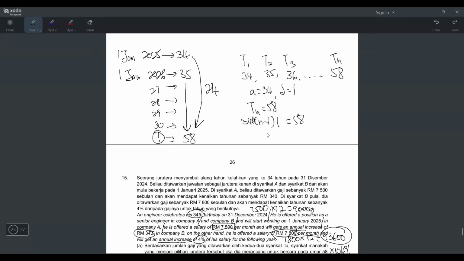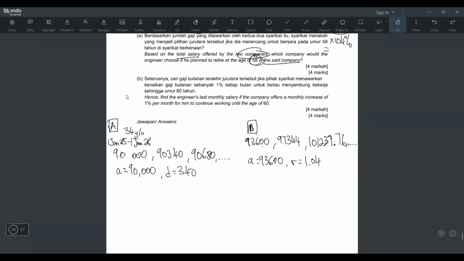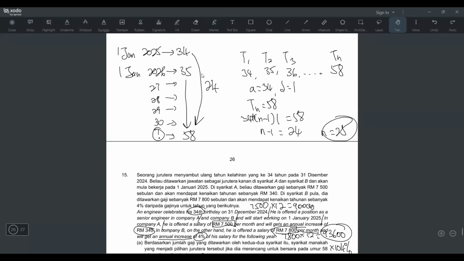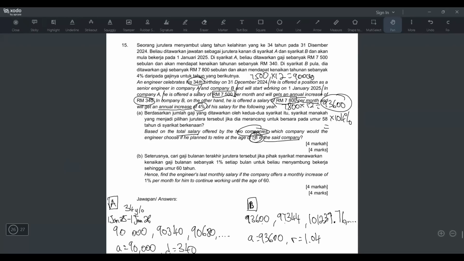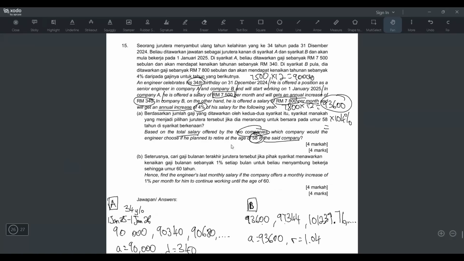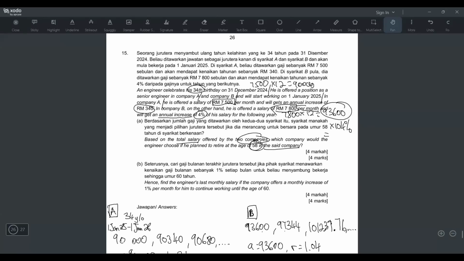So how to find the n? n minus 1 equals 58 minus 34, which is 24. And then your n, you will get 25, right? But I want to mention something, because by the time you reach the 25th term, he's already 58 years old, right? So it means he will retire exactly on 1 January. I don't know what the year is, but it's not that important. What I want to say is he will retire exactly the time he reaches 58 years old.